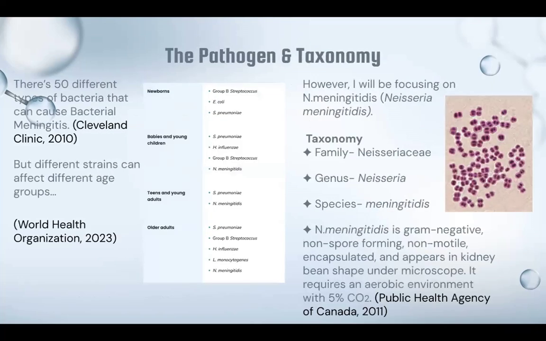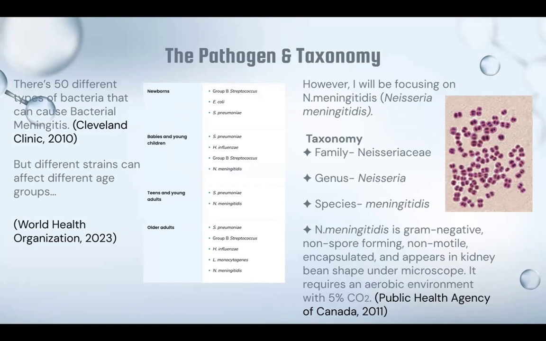So the pathogen and taxonomy of bacterial meningitis. There are 50 different types of bacteria that can cause bacterial meningitis, but different strains can affect different age groups. I took this picture from the World Health Organization. As you can see, there are different types of strains affecting different age groups.